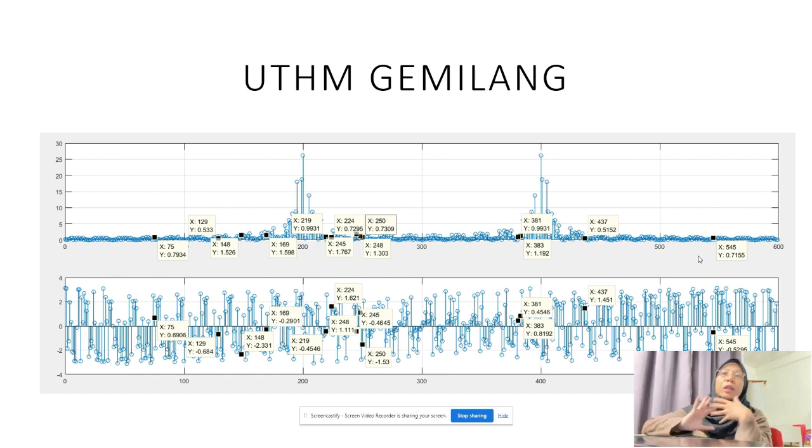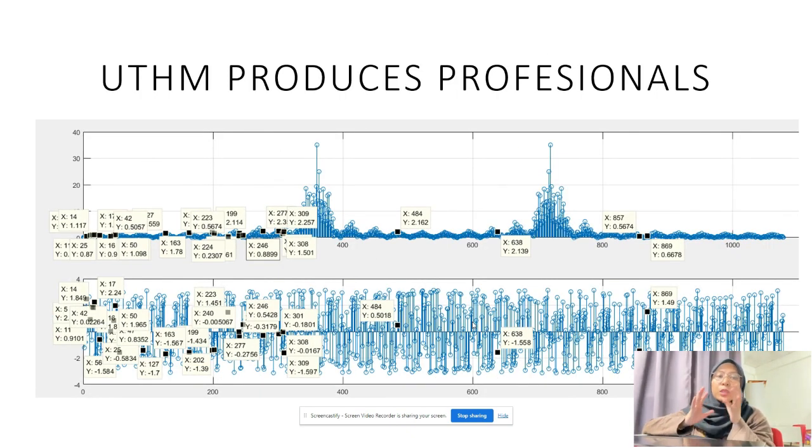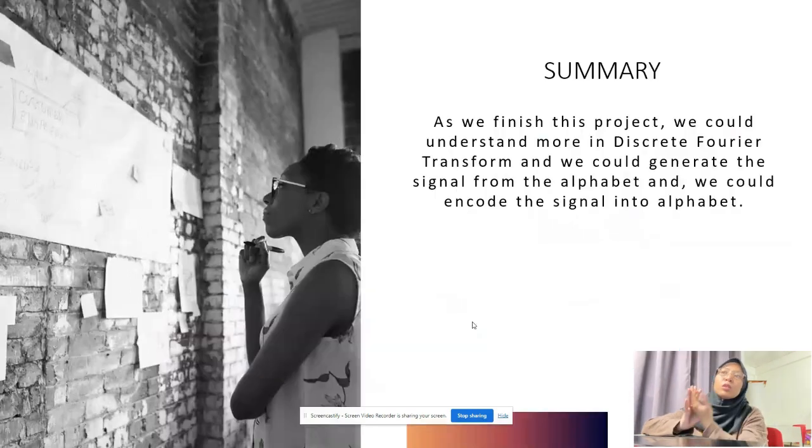Next is Dengan hikmah kita meneroka. Counting, we have 27 characters, so we need to get 27 values in the output, which is the result. The same applies to UTHM produce professional.